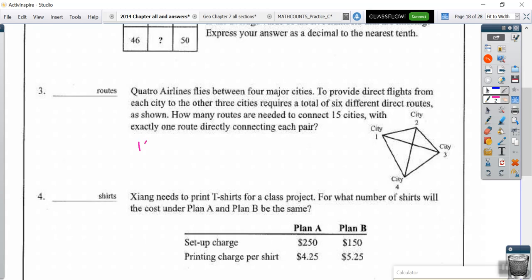So we have 15 cities, and if I am in one city, I know that I can fly 14 different routes to the rest of the 14 cities. But when we do this and we take 15 times 14, that accounts for all of the total routes, but we're flying both from City 1 back to City 2 and from City 2 back to City 1, so that's 2 routes each. So we have to take the entire thing divided by 2. And then we can get our answer of 105 routes.